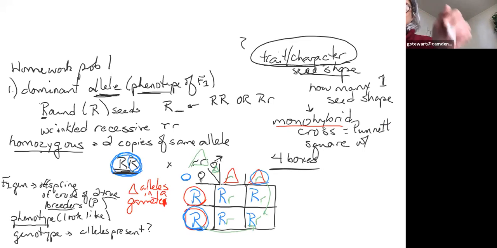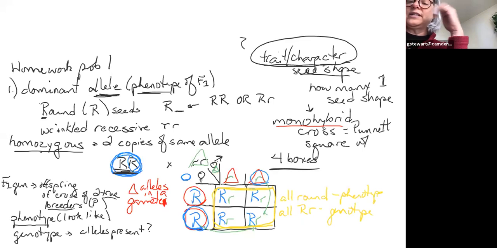Now, the question asked us to draw a Punnett square and determine the genotypes and phenotypes of the F1 generation. These are the F1 generation right here. The zygotes are the F1 generation. So to the right of the Punnett square, we would write all are round, because that's the phenotype, and all the genotypes are capital R, lowercase r. If it helps you, you can write phenotype and genotype next to those. I would encourage you to do that just for practice until it becomes second nature.